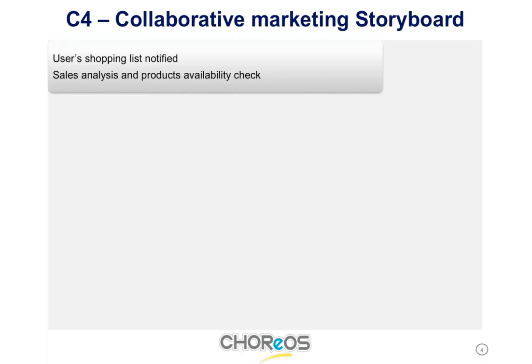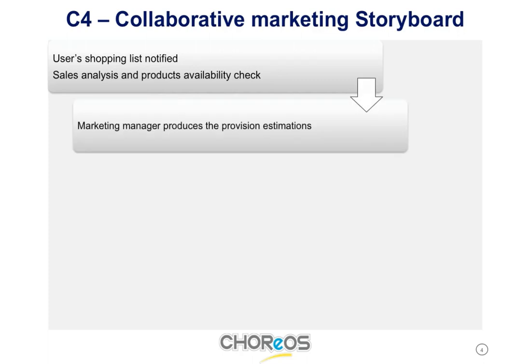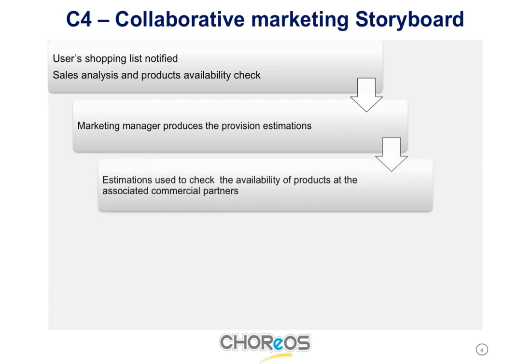In this case, the marketing application service starts analyzing sales at store services and, at the same time, the availability of products at the warehouses. The collected information is then provided to the marketing manager, who is in charge of producing the provision estimation for the addressed products. These estimations are used to check the availability of these products at the associated commercial partners.